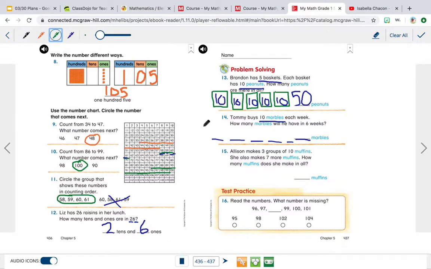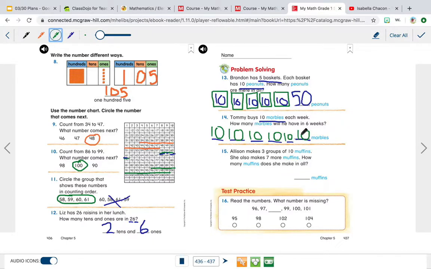So the first week he bought 10 marbles. The second week he bought 10 marbles. And we're going to do the same exact thing each week, 10. So the fourth week he bought 10. The fifth week he bought 10. And then the last week he bought 10.